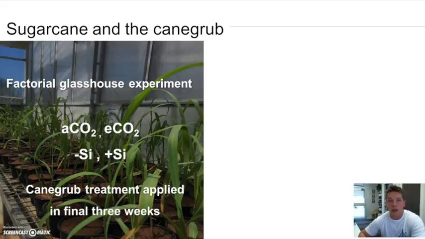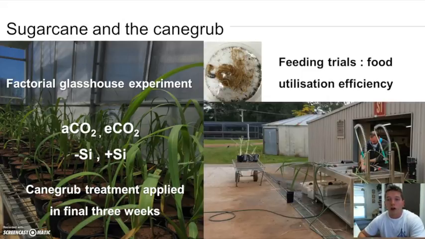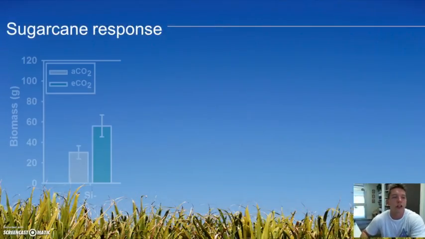So half of the pots were given cane grubs to feed on the roots, and these were taken out upon harvest. On harvest, I separated the plants and dried the material for analysis. And I also took fresh root material as well to carry out in-depth feeding trials to work out certain food utilization efficiency outputs such as relative growth rate and consumption. So let's have a look at some of the responses that I got, firstly from sugarcane.